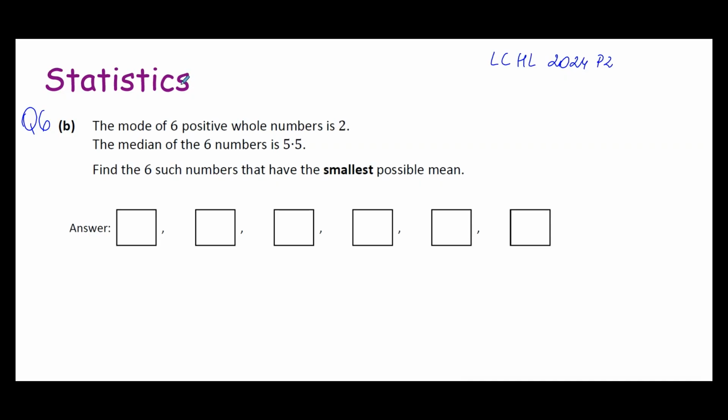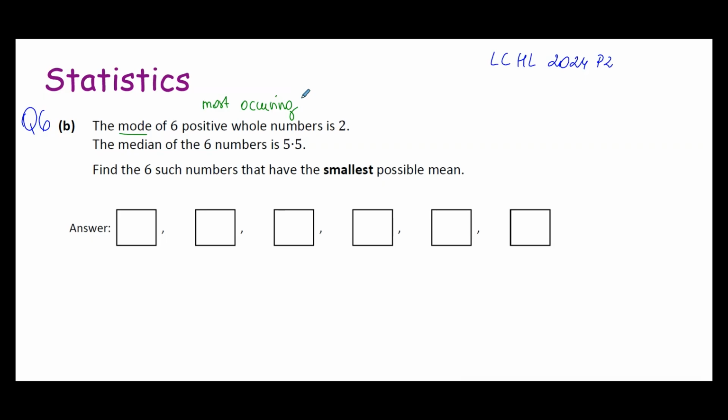This question has to do with statistics. Now, this type of question is a little bit like a Sudoku puzzle, if you know what Sudoku is. Let's have a look. The mode of 6 positive whole numbers is 2. So we have to know what mode is. Mode is what? Most occurring.